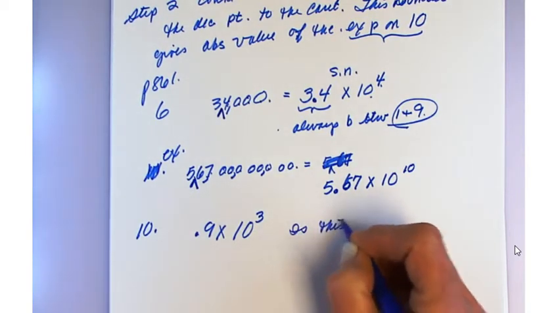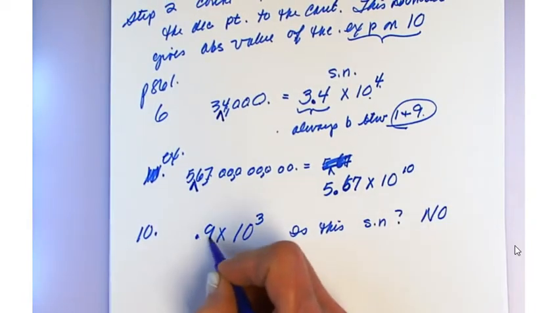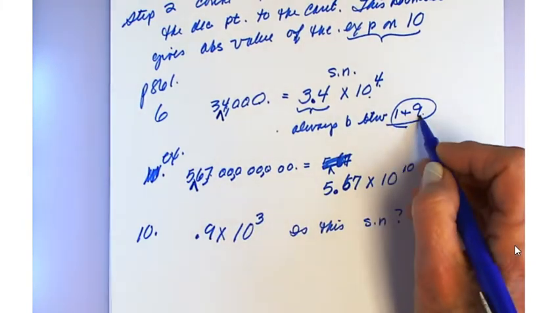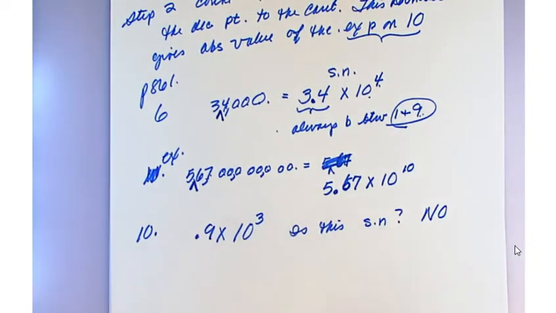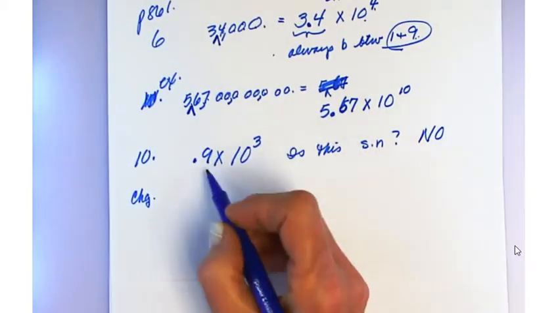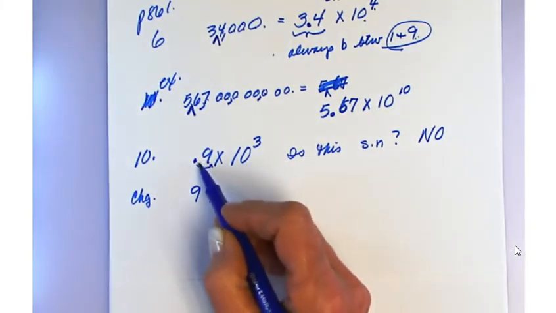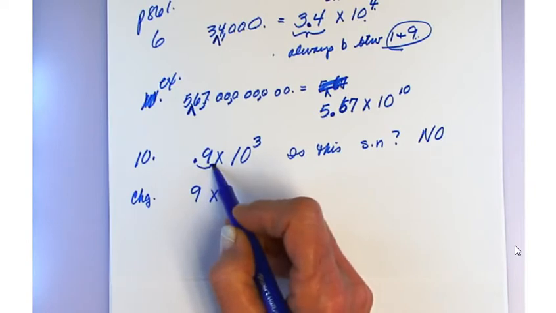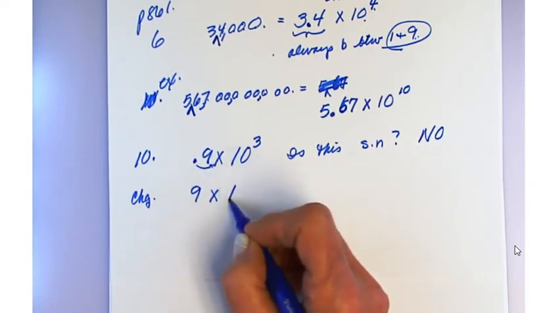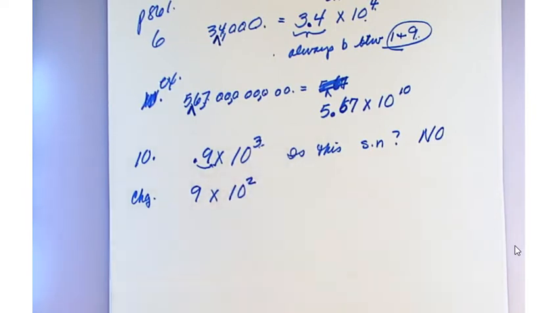Is this scientific notation? The answer is no, because 0.9 is not a number between 1 and 10. So it's not in scientific notation. To change it, and this is a little bit trickier at the very beginning of this lecture, I'm going to move the decimal point one place like this. Do you agree when I moved it like that, I multiplied by 10? So if I multiplied by 10, I have to divide by 10 here, which would subtract 1 from 3, and I would get 10 squared.